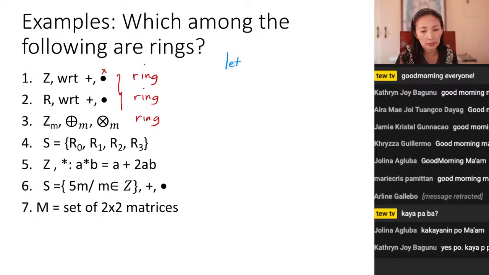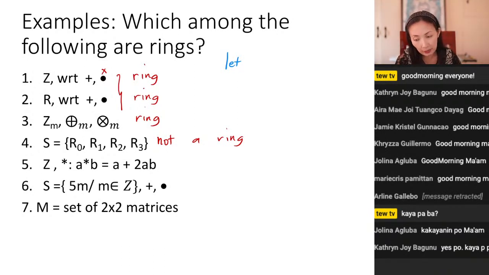Is number 4 a ring? Number 4 is not a ring. Why? Number 4 is not a ring because there is only one operation defined on it. Okay, wala na iba. Rotation lang. So, it's not a ring.